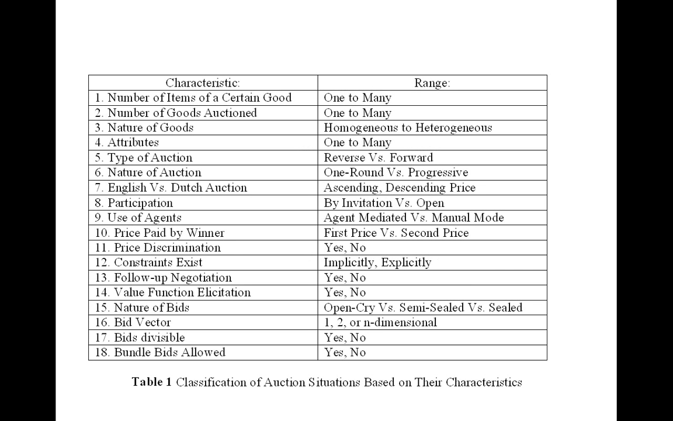Here are some characteristics of auctions. You can see that sometimes they're not as simple as they seem. You can have one or many goods. You can have one or many items. They can be the same or a little different. You can have many attributes, forward or reverse. They can be one round or progressive auctions. They can be English or Dutch. Dutch auctions are descending price. They can be by invitation only or open. So there are many characteristics, as you can see here. And we're going to discuss some of these in this talk.